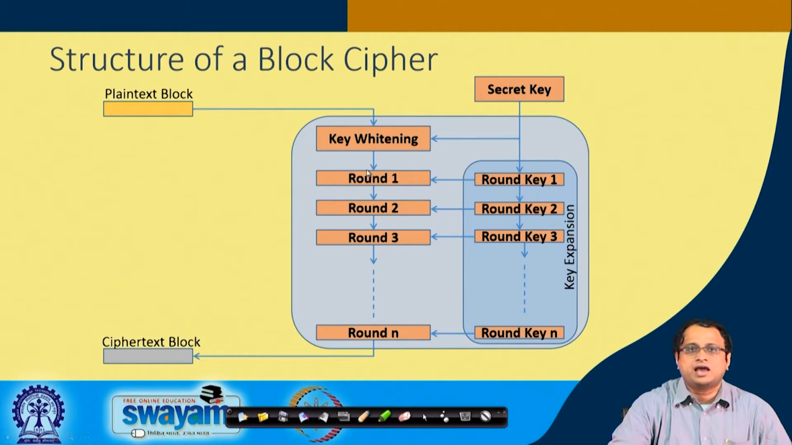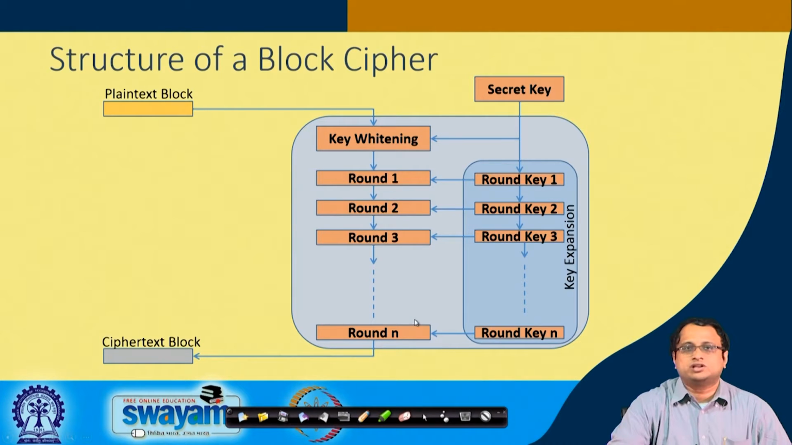And then I have a very regular structure of applying the rounds. Rounds are constituted by some kind of operations, and these operations are applied one by one in an iterative manner. In this case I have shown that there are n rounds. This number of rounds is often fixed by cryptanalysis, which is essentially an evaluation methodology of the cipher against various known attacks.